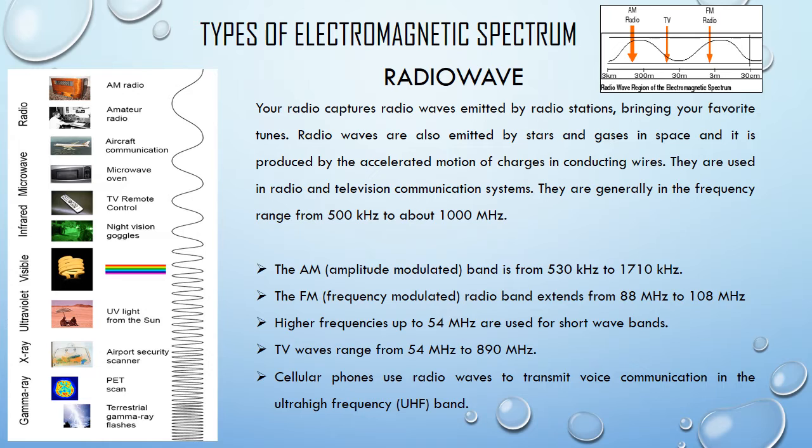The AM, or amplitude modulated, band is from 530 kHz to 1710 kHz. The FM, or frequency modulated, radio band extends from 88 MHz to 108 MHz. Higher frequencies up to 54 MHz are used for shortwave bands. TV waves range from 54 MHz to 890 MHz. Cellular phones use radio waves to carry voice communication in the ultra-high frequency band.